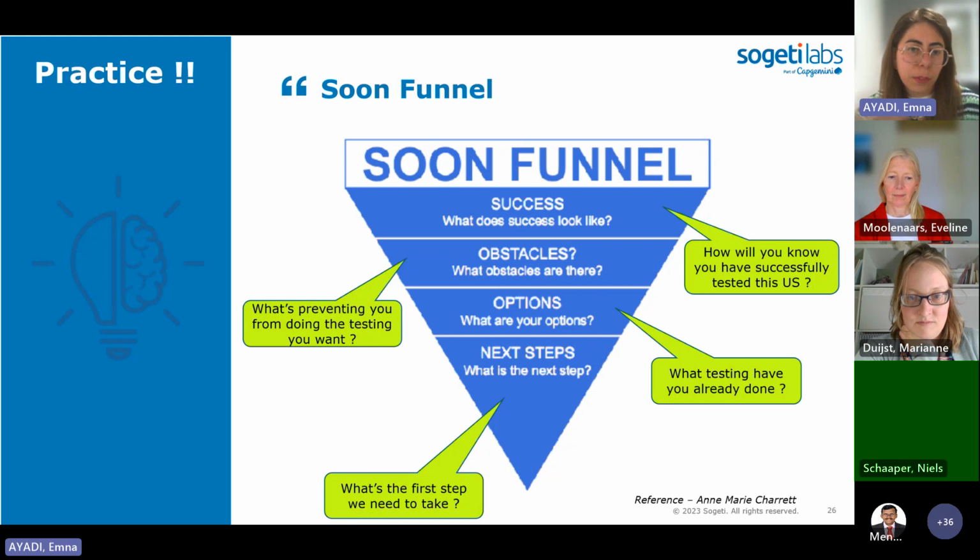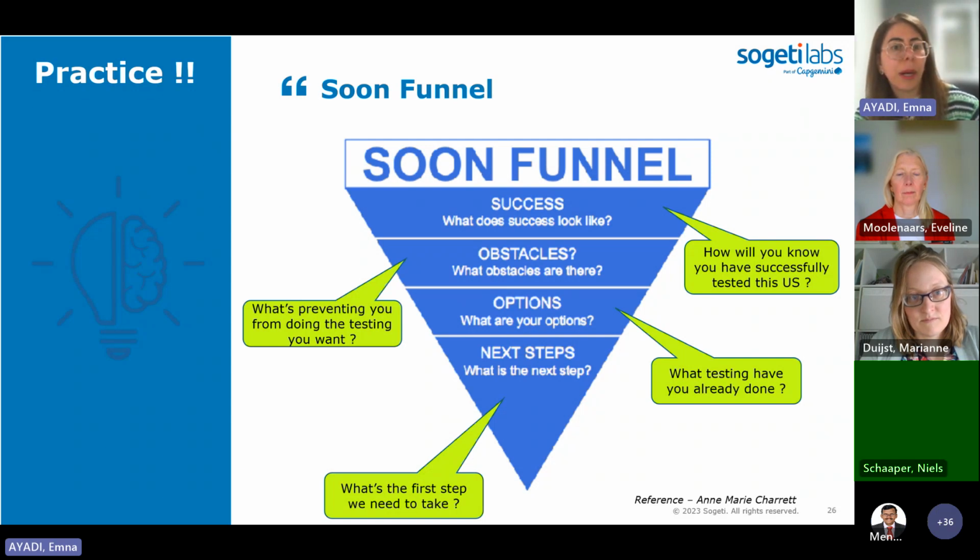And this could be, for example, how you will know you have successfully tested this user story. If it is the tester perspective, from a testing perspective, try to understand from them when they are feeling successful and happy doing the thing. And then try to ask them, what are your obstacles? What's preventing you from doing the testing you want? Maybe they want to do something, but they have some frustration. If you don't ask them, maybe they won't think about it. So it's a good trigger to understand, as a coach, what the main obstacles are, so that you can facilitate workshops and actions to remove those obstacles and problems.